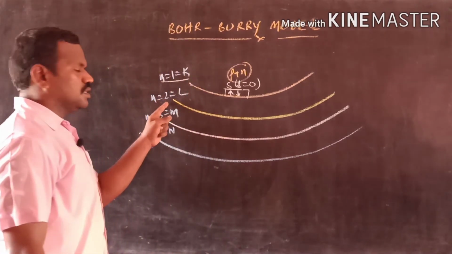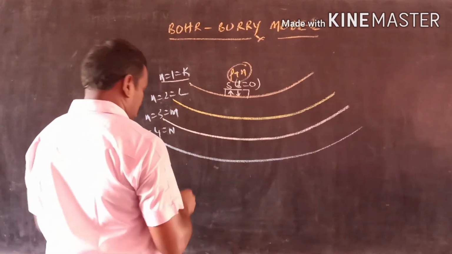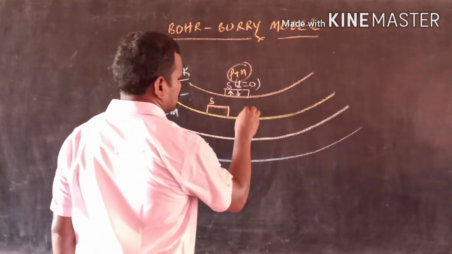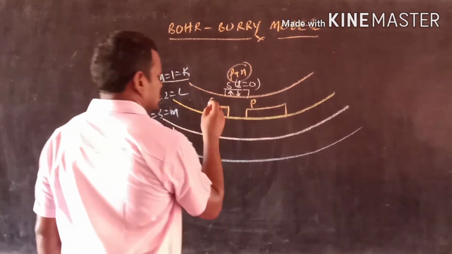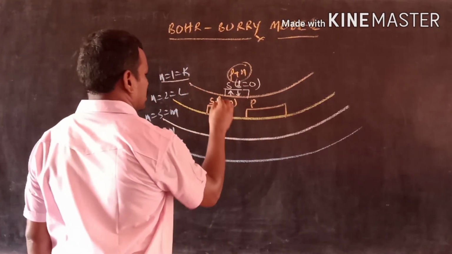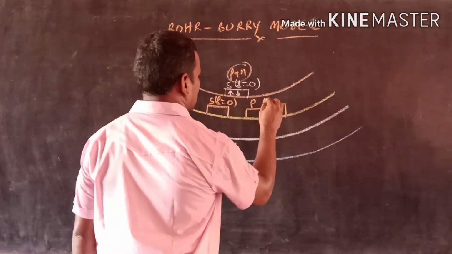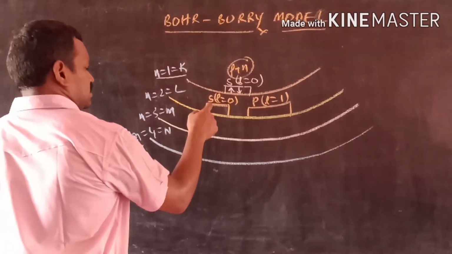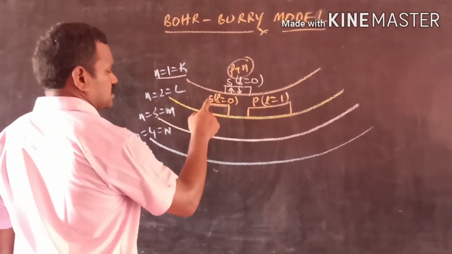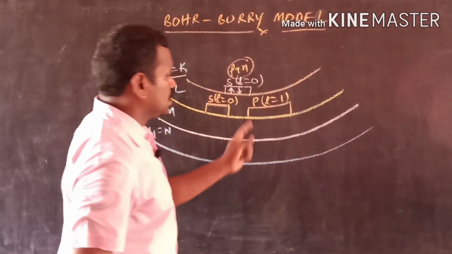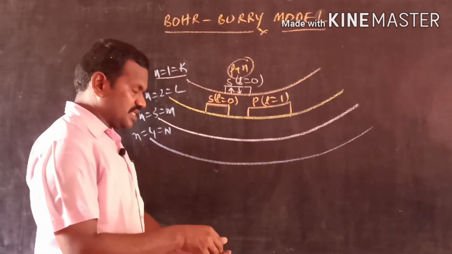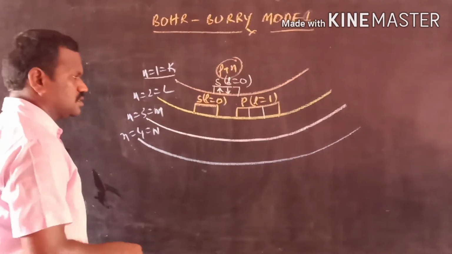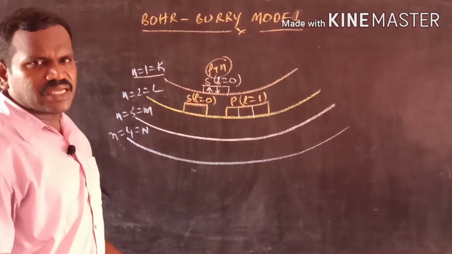Now come to main level 2, divided into 2 sublevels. Those sublevels are S as well as P. Sublevel S, whose L value is 0. Sublevel P, L value is 1. Sublevels are divided into orbitals. S contains only 1 orbital, whereas P has 3 orbitals. We should draw the orbitals. Then the final one is electrons.